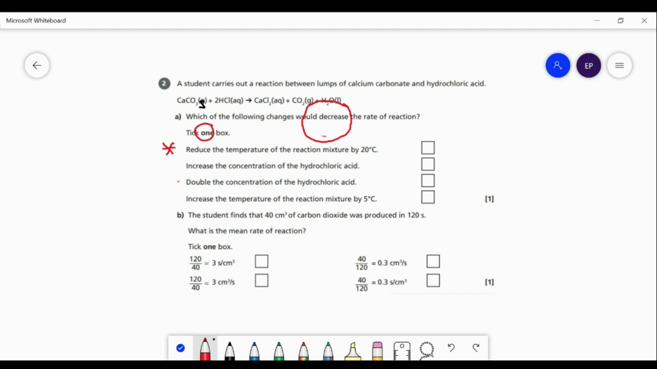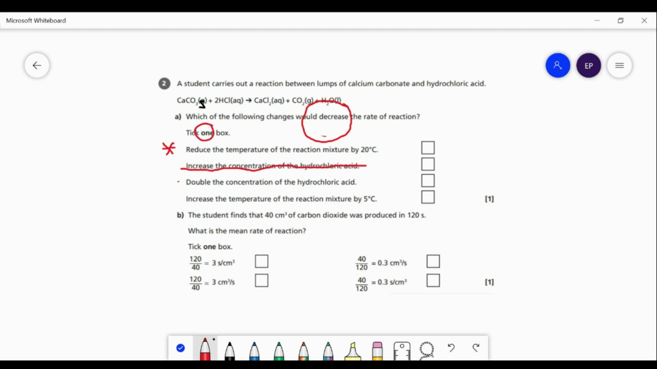So the second option was to increase the concentration of the hydrochloric acid. If we increase the concentration of the hydrochloric acid, there's going to be more acid particles in the same volume. So if there's more acid particles there, we could expect them to collide more often and the rate of reaction to increase rather than decrease. So that doesn't look like the answer that we're after.